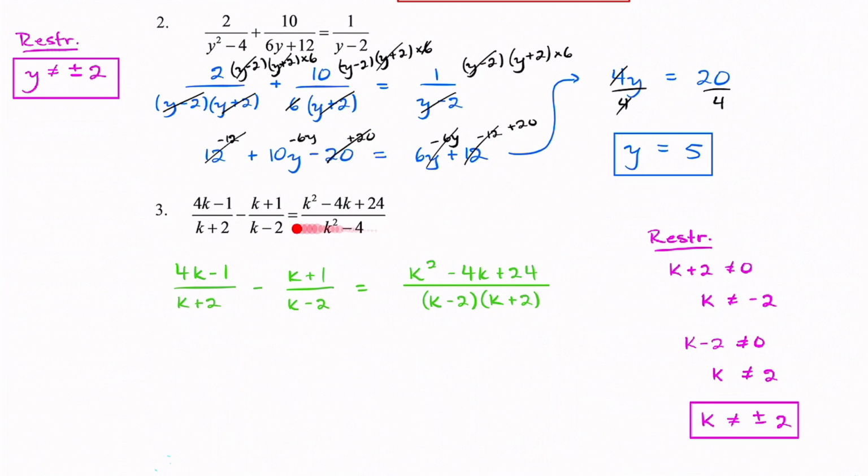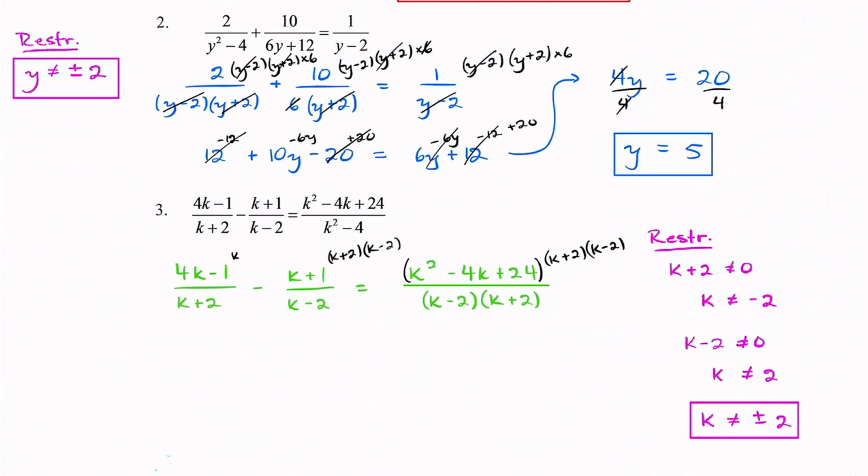Back to solving now over here. So everything's factored, so let's multiply by all of those factors in the denominator. I'm going to multiply everything by a k plus 2 and a k minus 2. That's in brackets. This middle one here, got to multiply that by a k plus 2 and a k minus 2 as well.